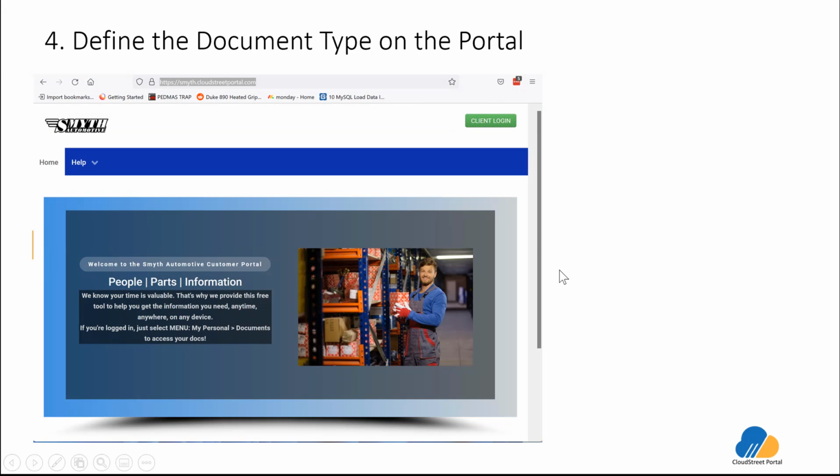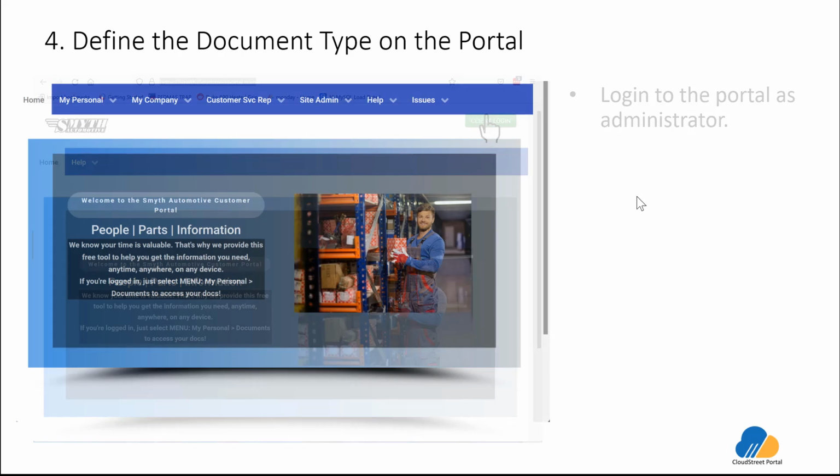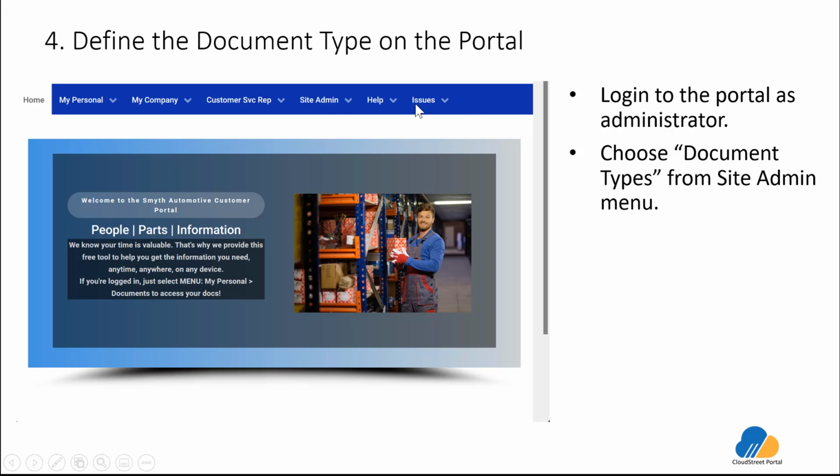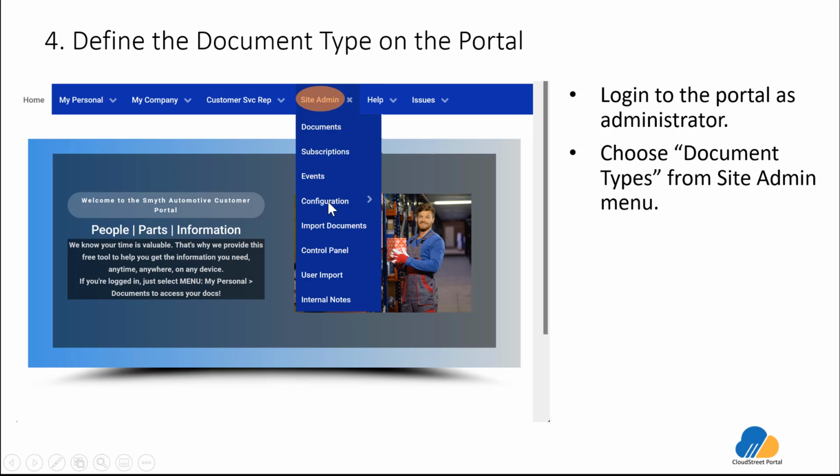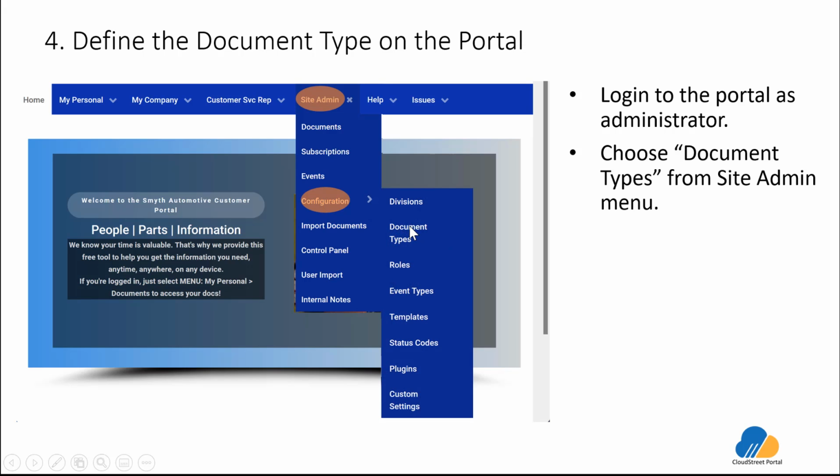So the fourth thing we do is we define the document type on the portal. So we now have the document uploaded, we have the document template defined, and now we're going to tie those two together by defining the document type. So again, we log in as the portal administrator, and we have the site admin menu. We come down to configuration again, and this time we're going to do document type.